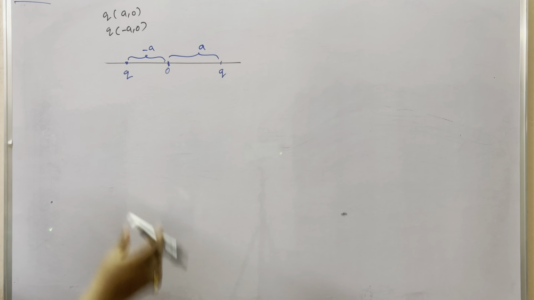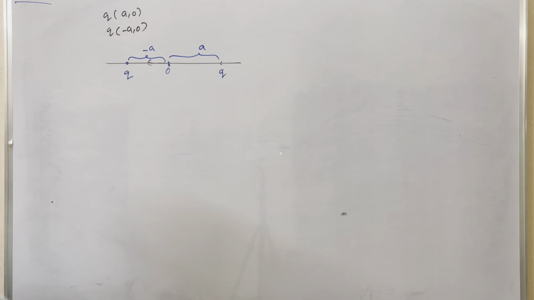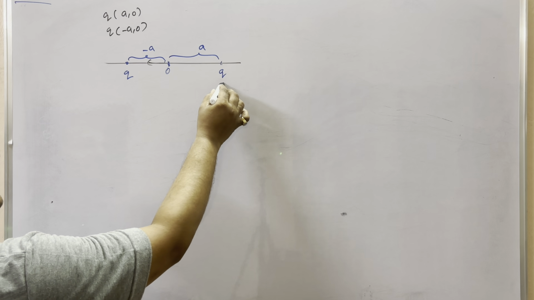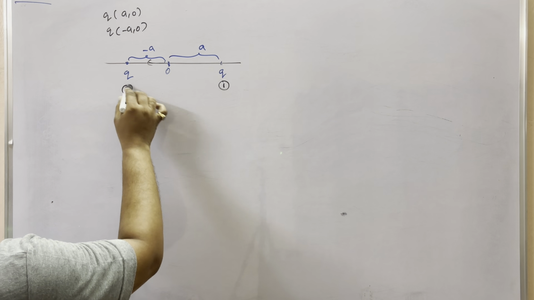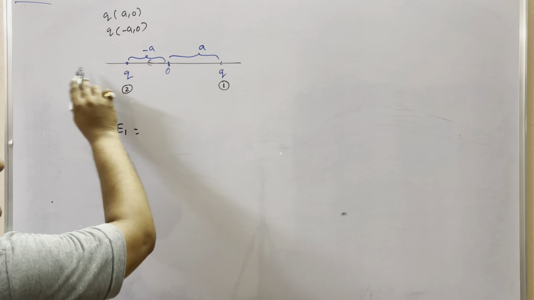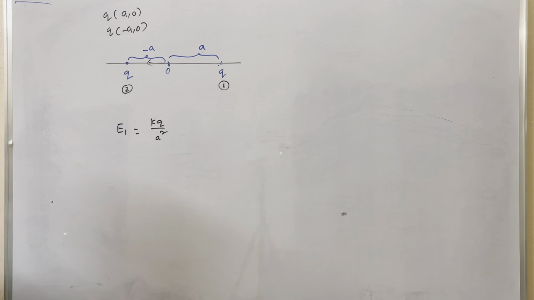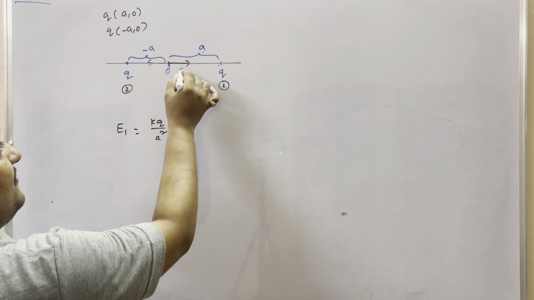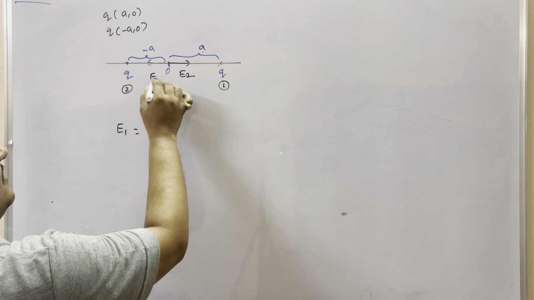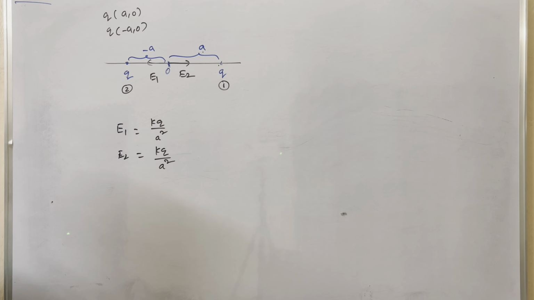At that time, how you have to solve the problem: because of the positive charge, the electric field intensity is away. So let us assume this is 1, this is 2. E1 is going to be towards the left side. Therefore, kq by what is the distance? a square. E2, this is also a positive charge, therefore away. This is E2. So E2 is going to be kq by a square. Both are going to be away, so these two are equal and opposite.